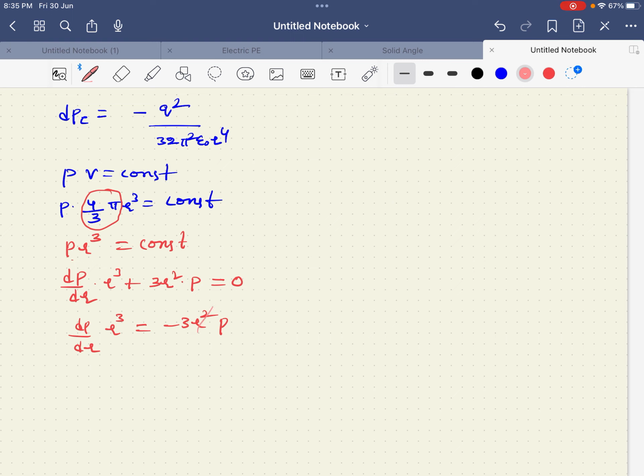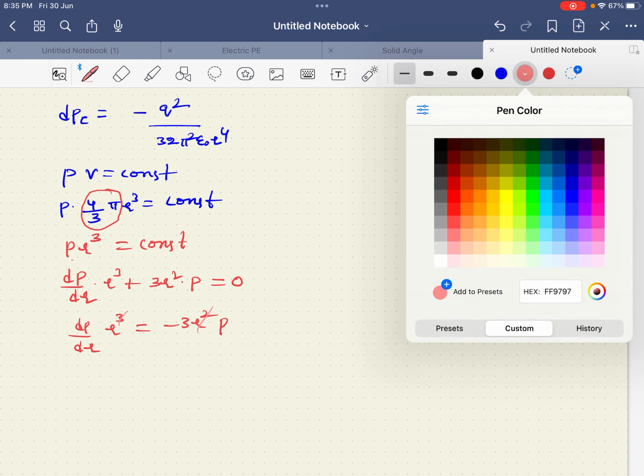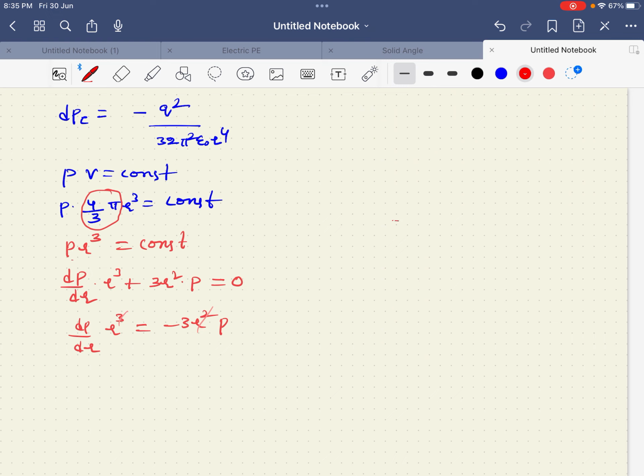Now this r square and r square get cancelled. And now here we can write dP by P, and this is minus 3 dr by r. From this, dr is equal to minus r by 3 into dP by P.